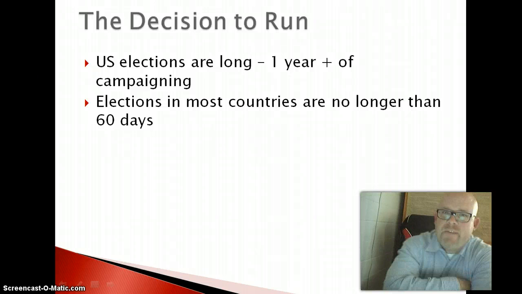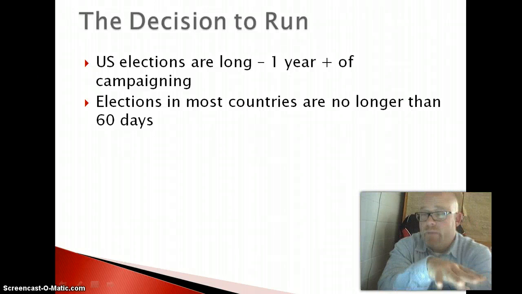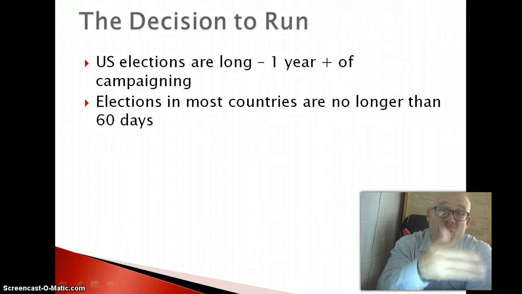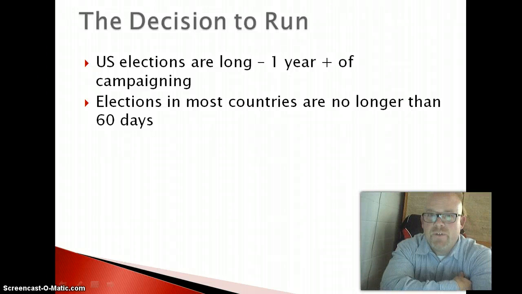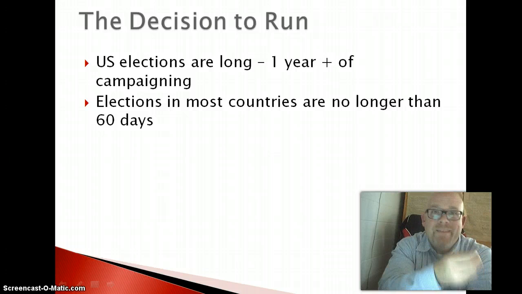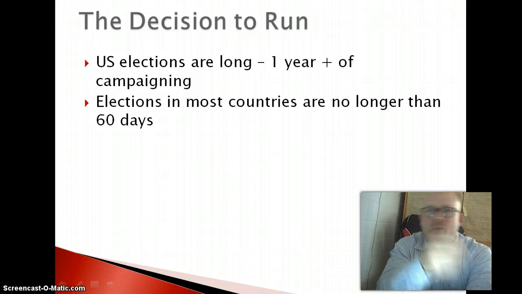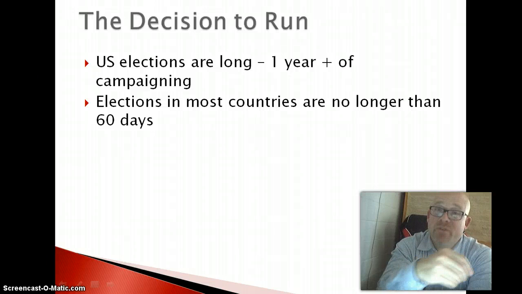Here in the United States, our election cycle begins, and we're talking about presidency here, anywhere between 12 to 18 months out from that particular election. All right? We will begin to see candidates emerging for President Obama's position, which will be vacated, following the midterm elections next year.